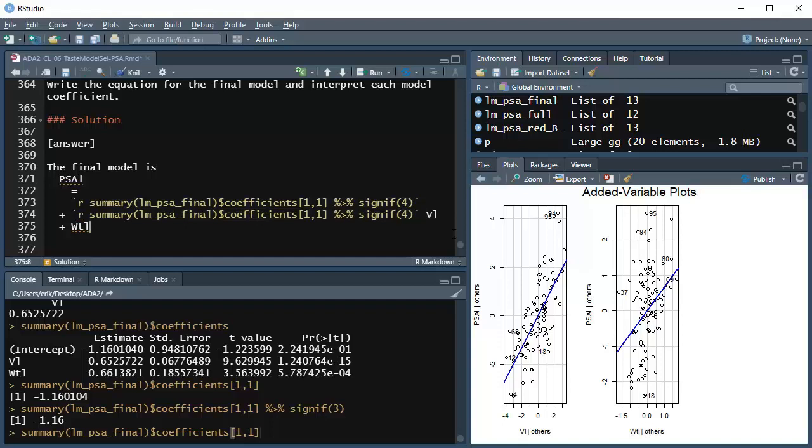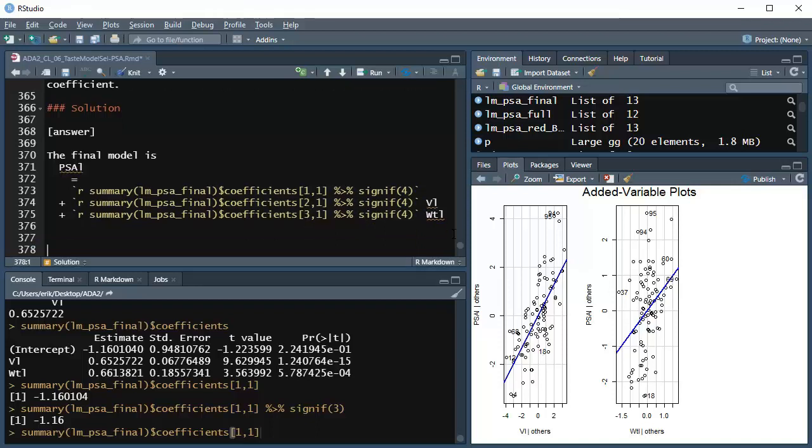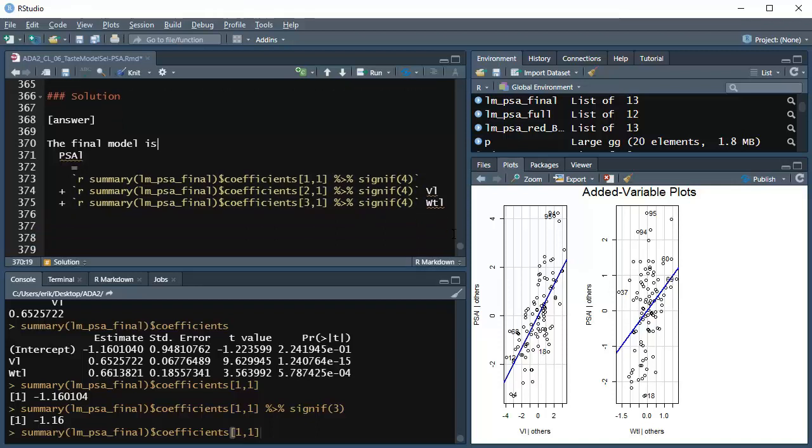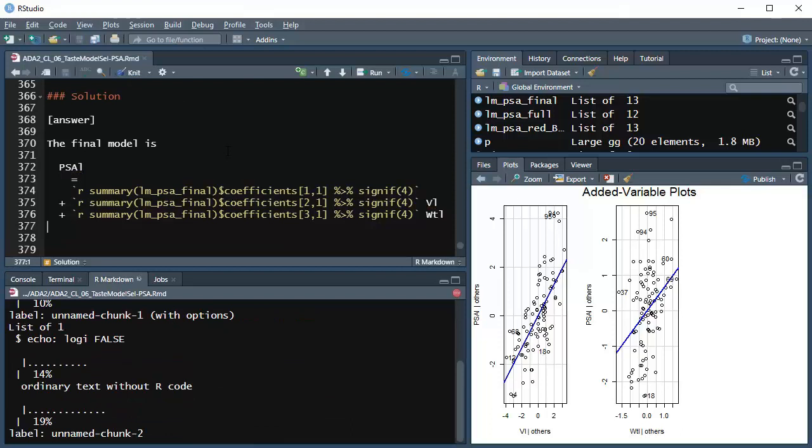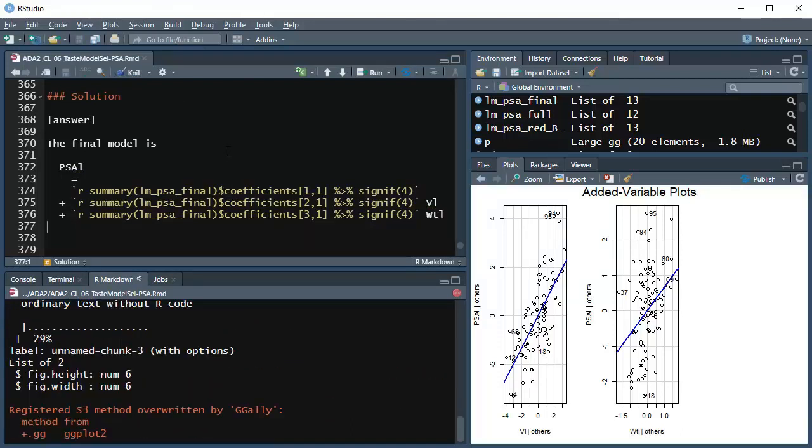Okay, let's put the other coefficients in there. So we've got that one times the volume and that one times the weight, and we've got the second row and the third row. And that's the model. Okay, let's knit this and see what we got, and then we'll spend another minute and I'll show you how to make this beautiful.